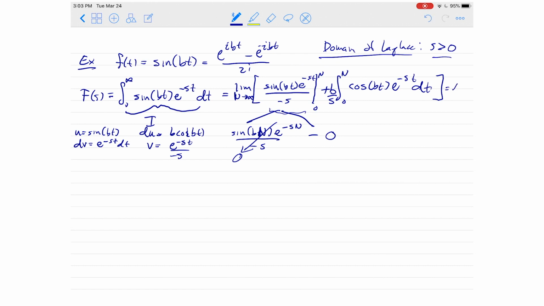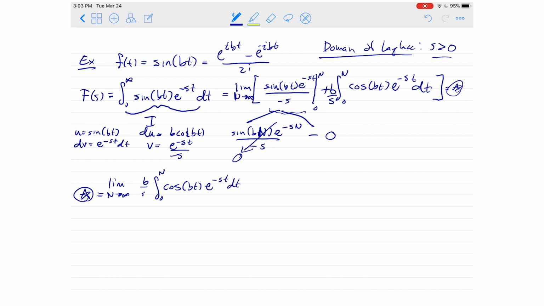Okay. So now let's take this and restart it over here. Now we have that first chunk gone. And so we have limit as n goes to infinity of b over s, integral from 0 to n of cosine of bt e to the minus st dt.